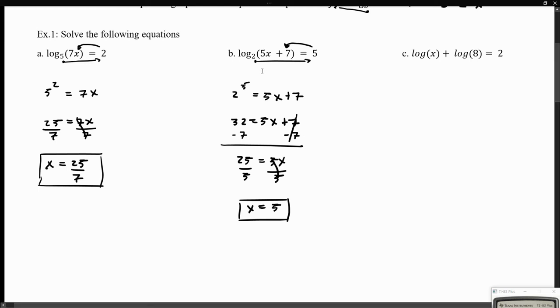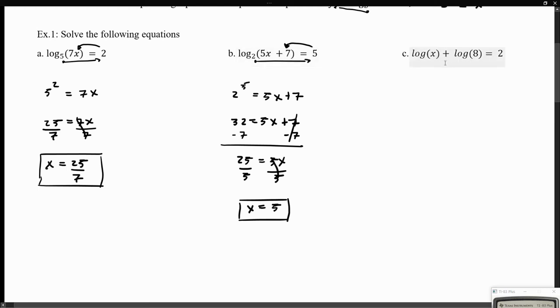So now notice that logarithm equations are not that hard. All we've got to do is rewrite them as an exponential equation and then simplify until it becomes a little bit easier to manage. But now, looking at example C, there's a huge difference between examples A, B, and C. And that is that in A, there was only one log involved. In B, there's only one log involved. And in C, there are two logs involved.